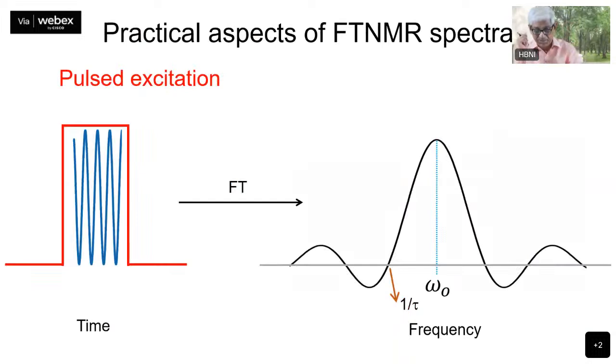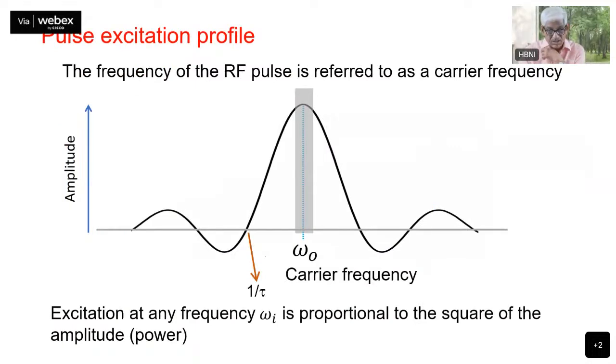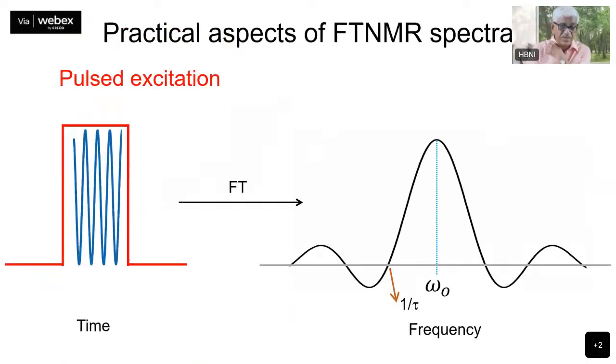Now, some other practical aspects of the excitation. This is a little bit of a repetition, in the sense that when you apply a pulse like this for a time tau, this length here is tau. If you apply an RF for a period tau, remember, this tau is different from the previous tau, which was the dwell time. Here it is the time for which you apply the pulse, also called the pulse width.